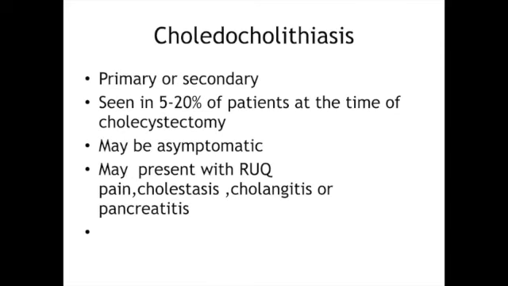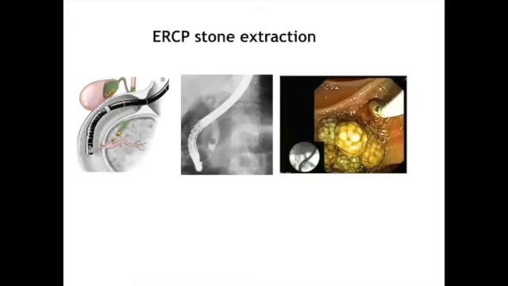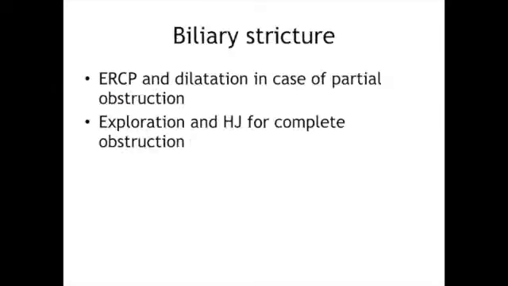So choledocholithiasis can be primary or secondary, and it may be seen in around 20% of patients at the time of cholecystectomy. But if you do MRCP routinely in all patients, the rates may be less. So a patient can have asymptomatic choledocholithiasis. Then if there is choledocholithiasis, you can do ERCP stone extraction. So this is the ERCP technique where you cannulate through the ampulla and extract the stone from the bile duct. You may not retrieve the stone externally; it will just be passed in the stools.